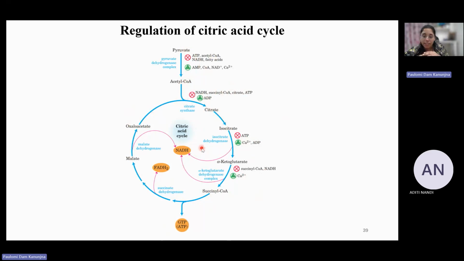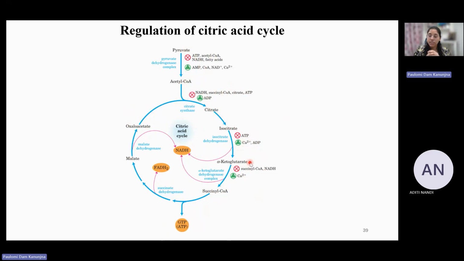If the products of the pathway are higher in number, then the pathway doesn't have to go forward. So succinyl coenzyme A and citrate concentration determines if your acetyl coenzyme A is incorporated into the citric acid cycle or not. Similarly, they also regulate the steps that lead to their formation. For example, succinyl coenzyme A regulates the conversion of ketoglutarate to succinyl coenzyme A, and ATP determines if isocitrate should convert to alpha ketoglutarate.